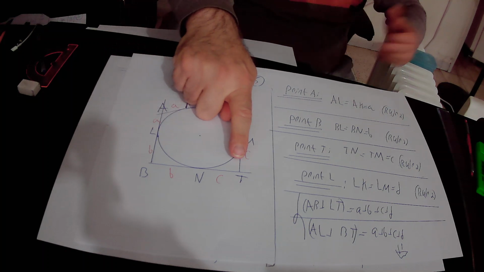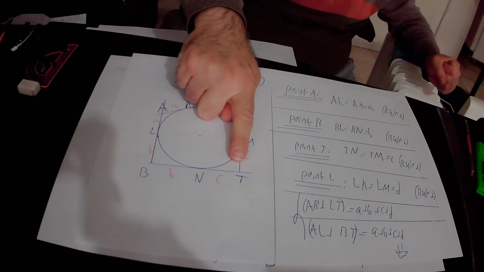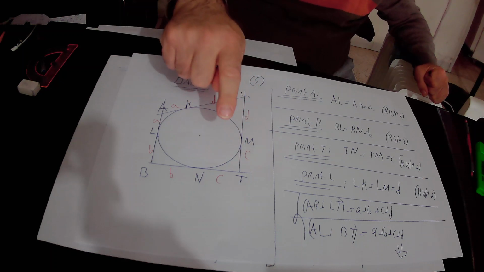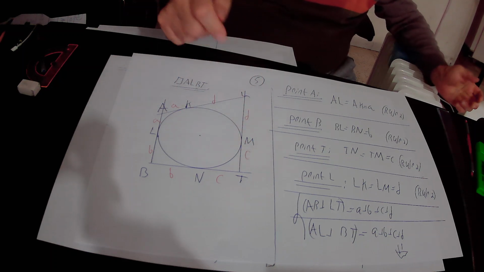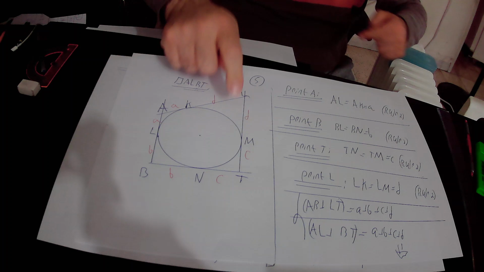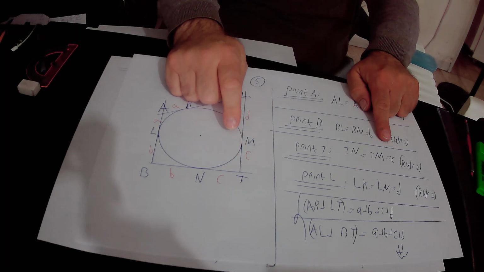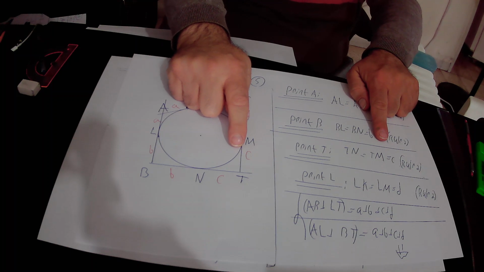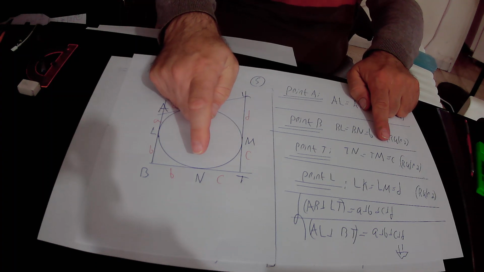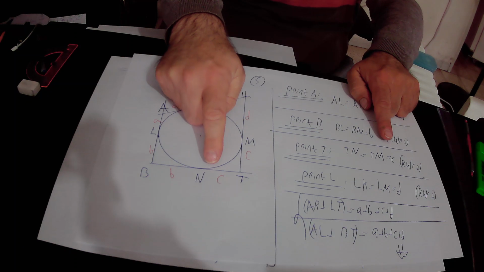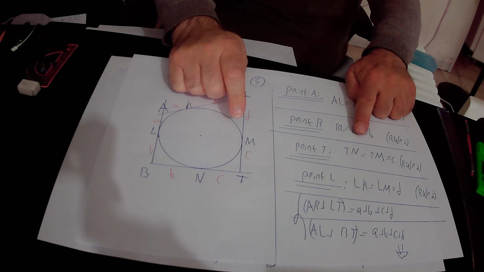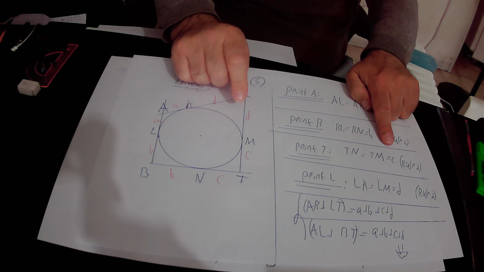And then we focus on the common point, point T. From point T, we have two tangents to this circle, tangent TN and tangent TM, and according to rule 2, they are equal to each other. That is to say, TN equals TM. So if we define one of those two tangents as C, then the other tangent must also equal C, because they are equal to each other. So TN equals TM equals C.